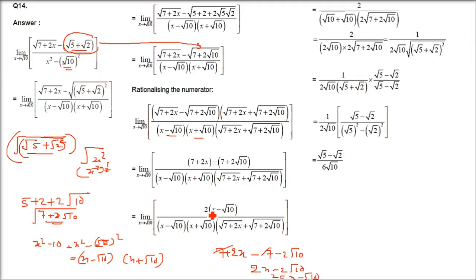When we take 2 outside, what do we get? x minus under root 10. But in the denominator, you already have x minus under root 10. Okay, this gets cancelled, x minus under root 10. So under root 5 plus under root 2 whole square, that is why we have done it. Why did we square? Why did we make it like this? Because it is x minus under root 10, and we know x tends to under root 10 is creating a problem. So x minus under root 10 has to be the factor, right?